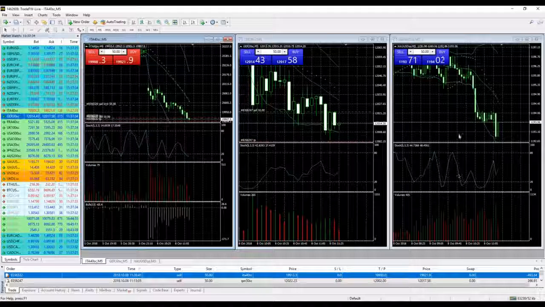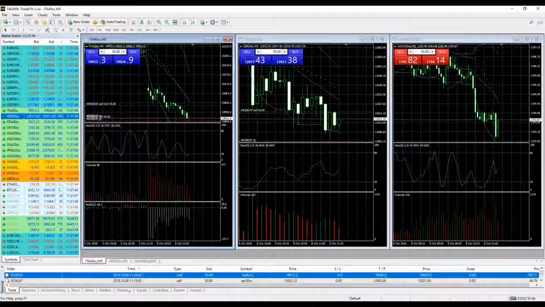Also on gold, we have to check on gold here. I'm expecting gold to go up to 1,194, and then I will sell gold again, guys. This is what I will do. I will sell gold again.